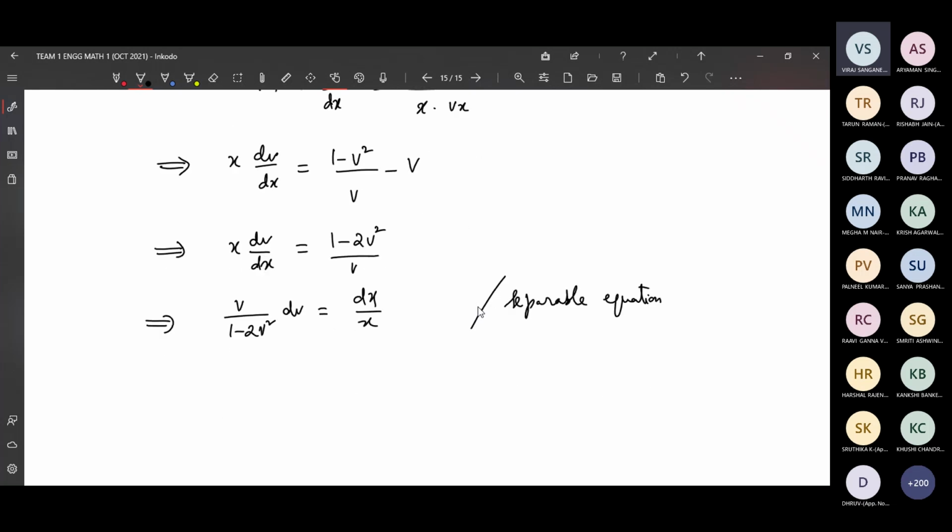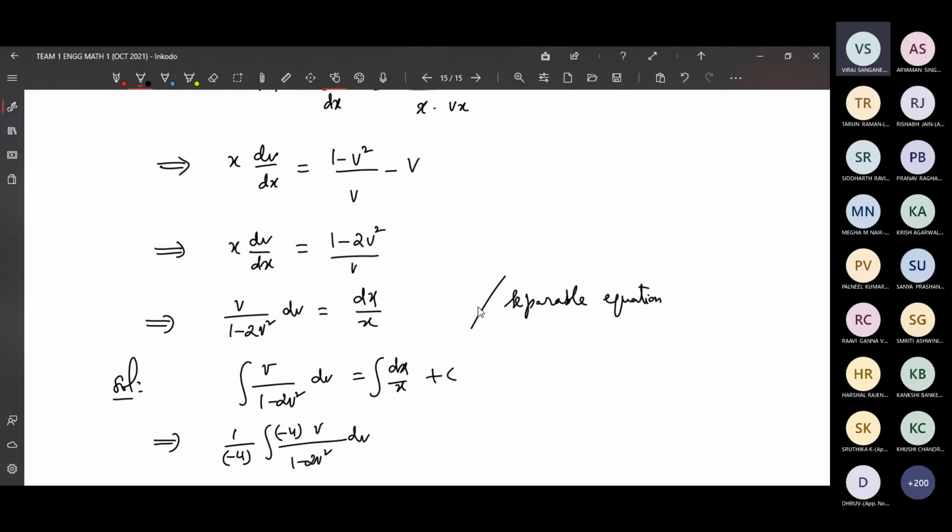So therefore the solution is: integrate v by 1 minus 2v square dv equal to the integral of dx by x plus c. So we can take the denominator as t, otherwise minus 4, with the upper also v, 1 minus 2v square dv is log x plus c. That is fine.